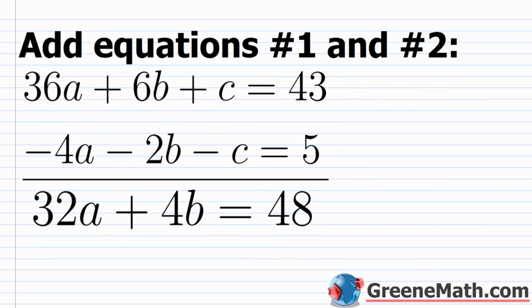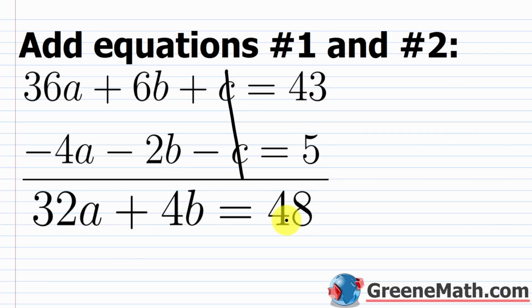And then we're going to add equations number 1 and number 2. Again, this is going to eliminate c. So 36a minus 4a, that's going to be 32a. 6b minus 2b, that's going to be 4b. And then you have your plus c and then minus c, so that's going to cancel. And then over here, on the right side of the equals, we have 43 plus 5, that's 48.